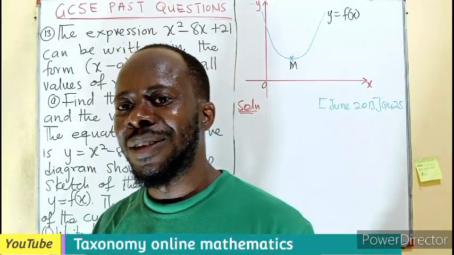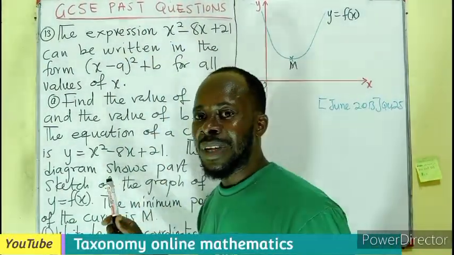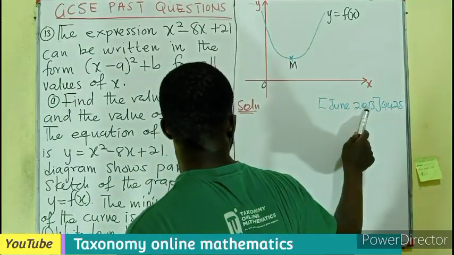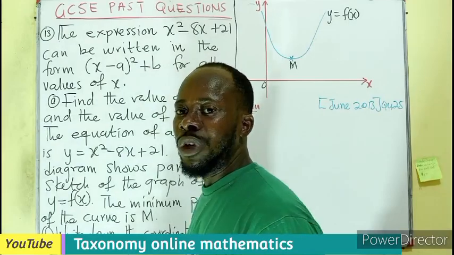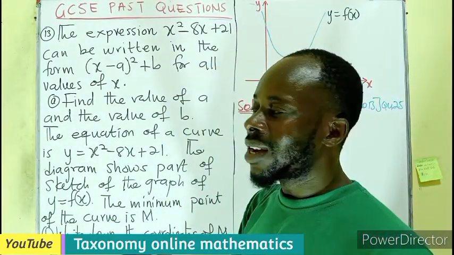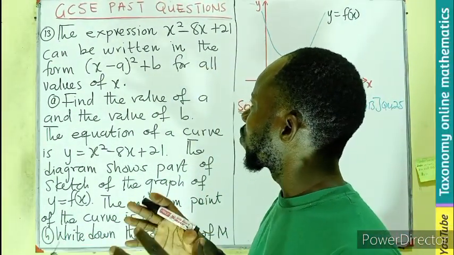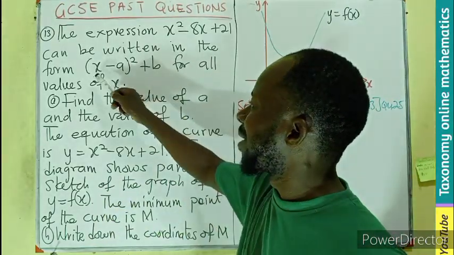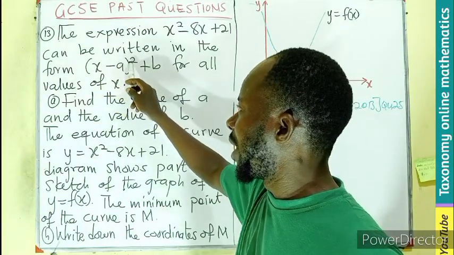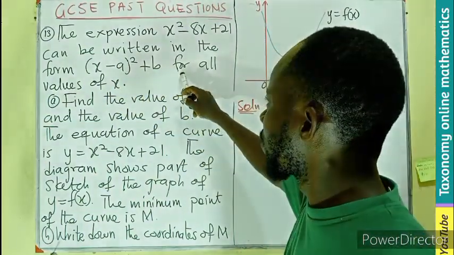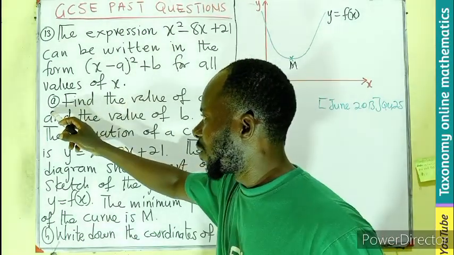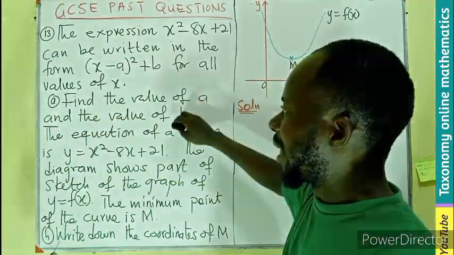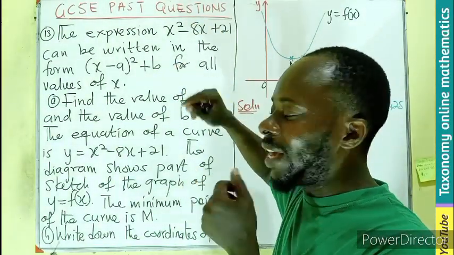Welcome. Let's provide the answer to this question under GCSE past question papers, June 2013, question number 21 on a quadratic graph. The expression x squared minus 8x plus 21 can be rewritten in the form (x minus a) all squared plus b for all values of x. We are to find the value of a and the value of b. That is for part A.